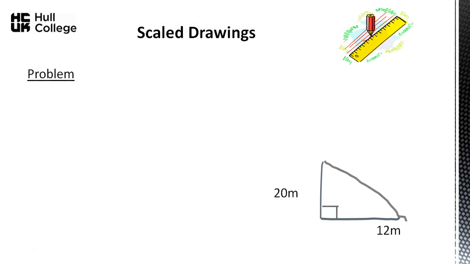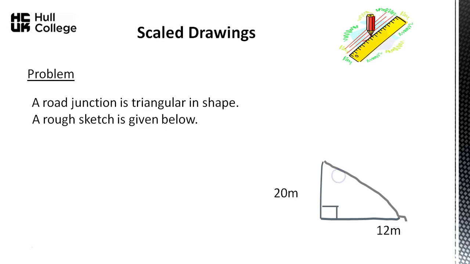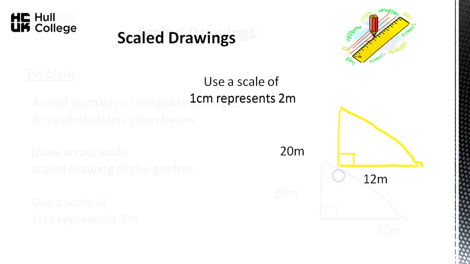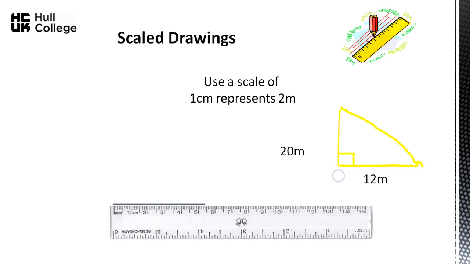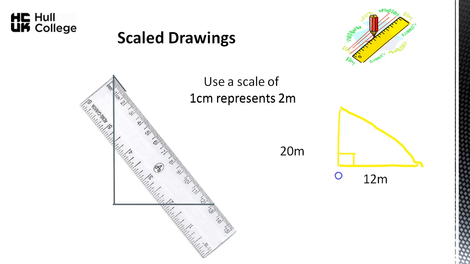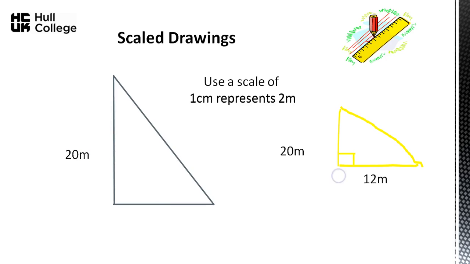Here's another problem. A road junction is triangular in shape. A rough sketch is given below. Draw an accurate scale drawing of the junction. Use a scale of 1 centimetre represents 2 metres. Again, don't forget to put on your scale.